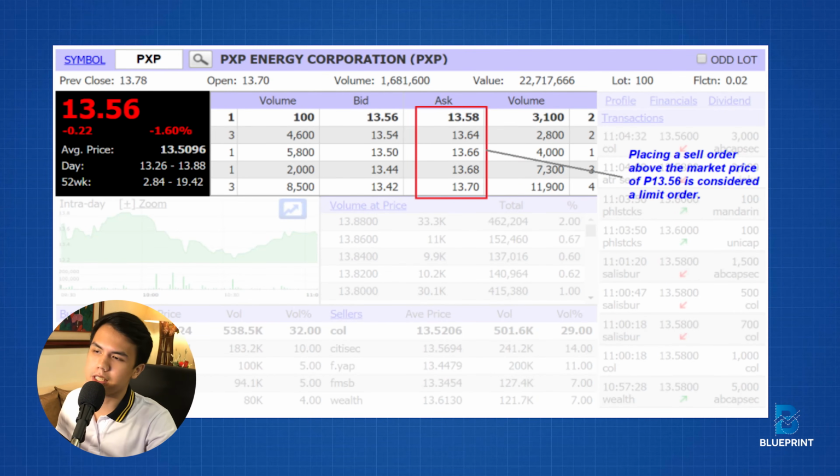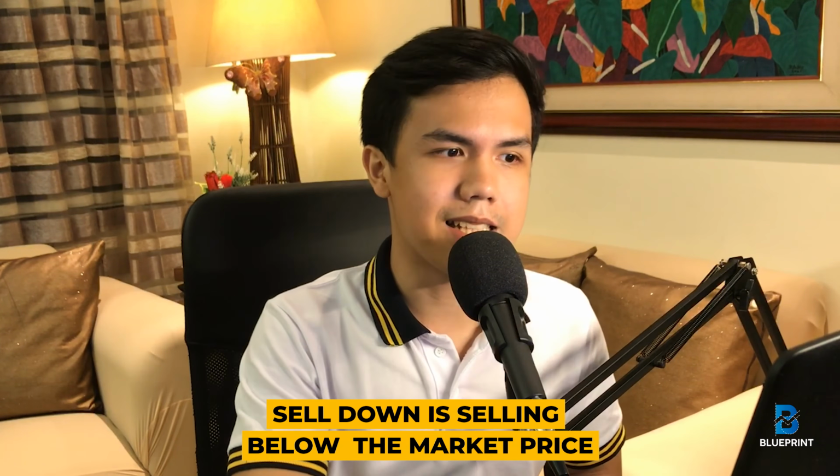You need to be careful though, baka mamaya kasi na like the limit order in the buy side, right? There's a chance that it might not be filled since baka mamaya hindi na siya umabot yung price doon sa gusto mong mabentahan. Like this one, 1356 price ng PXP and then yung ask side, right? 1358, let's say may nagta-target profit dyan or gusto magbenta at a high price, so 1358, 1364, those are limit orders. Sell down or sagasa sell.